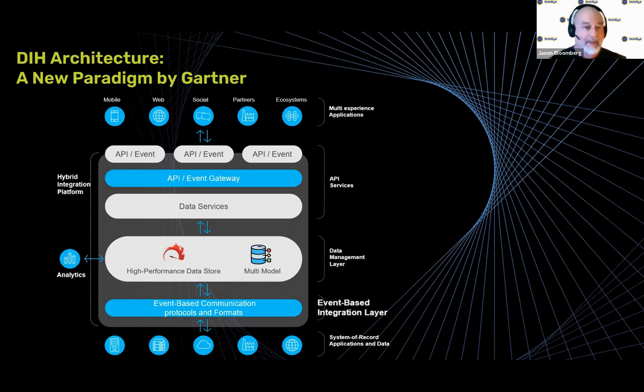Now we have these event-based communication protocols and formats, that lower blue layer there, that is perfectly willing and able to interact with real-time data streams of various sorts. As Andrew mentioned, we're not expecting all the data to be real-time. It's not about all streaming. It's really about supporting all of the different data protocols and modalities that an organization is expecting to have, including the real-time ones.